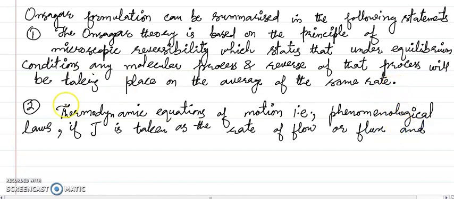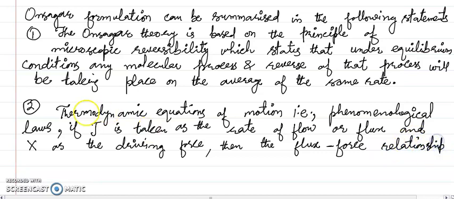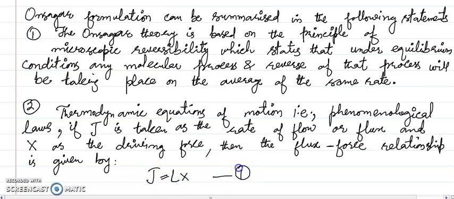And suppose X is the driving force. Then the flux-force or driving force relationship is given by the simple relation J is equal to L into X. Suppose this is equation number 1.